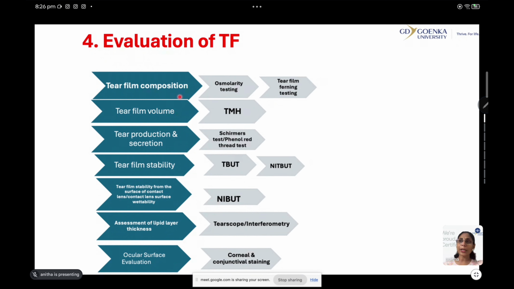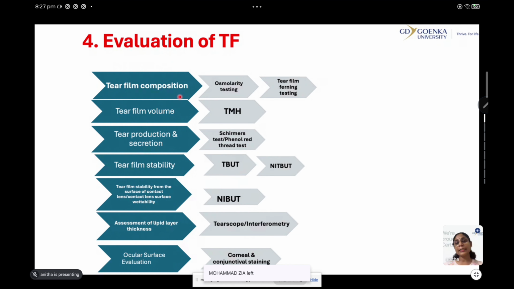Now, talking about osmolarity testing, it is just to test how many milliosmoles of salts are present in a drop of tear. Okay. The cutoff is 308, which is the upper limit. Beyond that, it means there is an increased amount of salts present. And also, an interocular difference of 8 milliosmoles means that it is a hyperosmolarity condition.